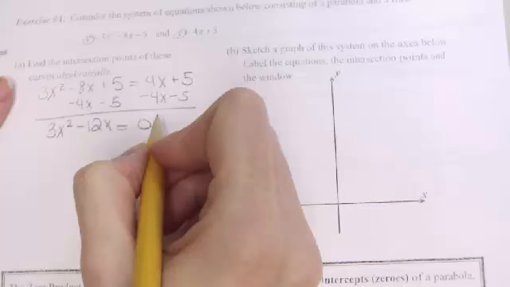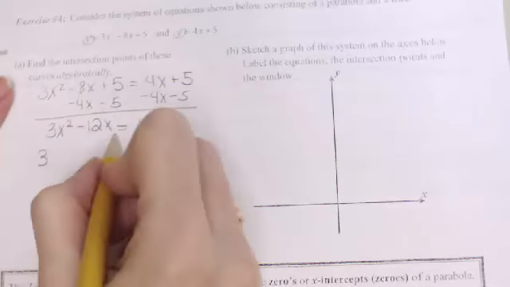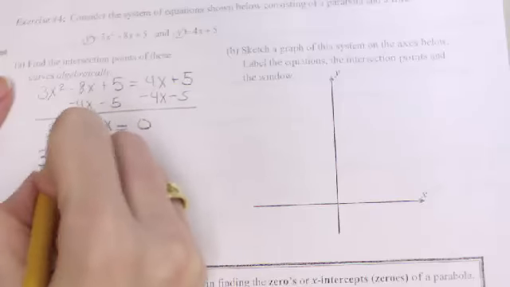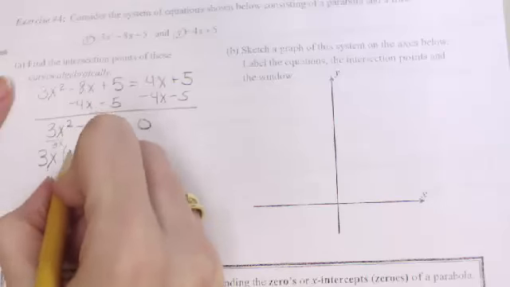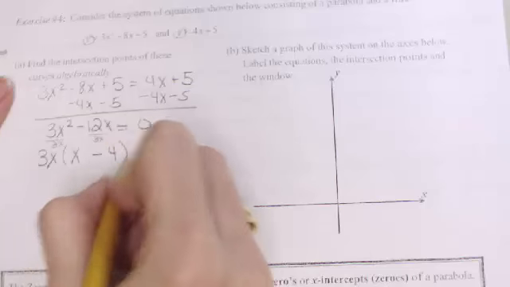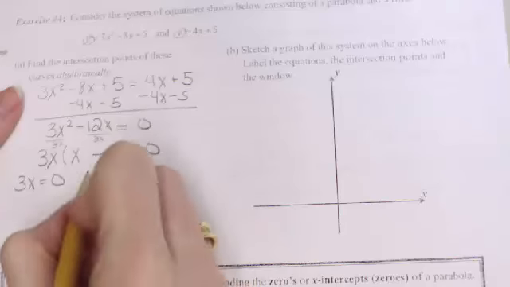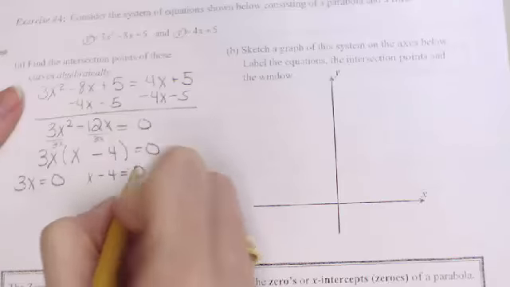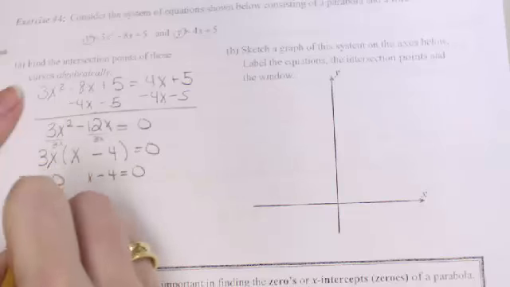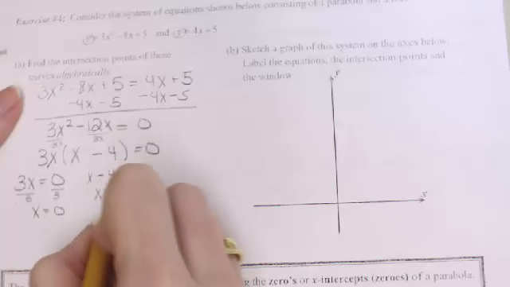Next, we're going to go through GCF out of 3, even a 3x. That leaves me with 3x into the 3x squared leaves me with x minus 4, and the x's cancel. 3x equals 0, and x minus 4 equals 0. Divide by 3, x equals 0, and x equals 4.